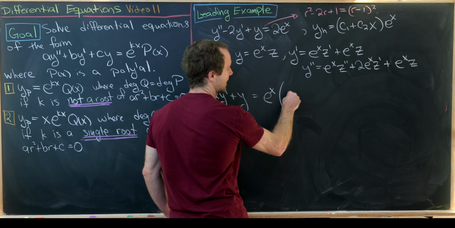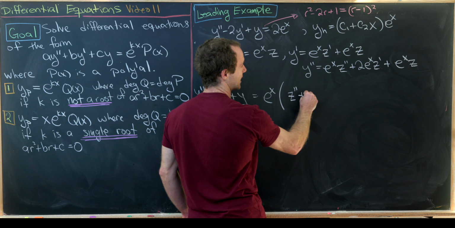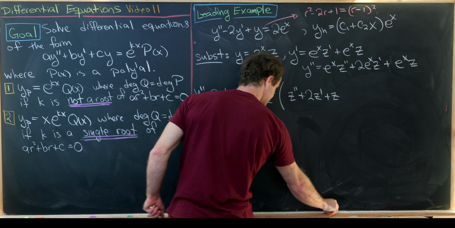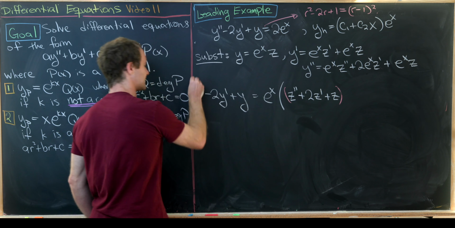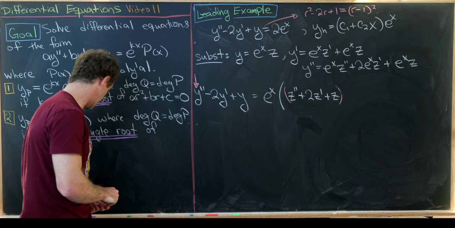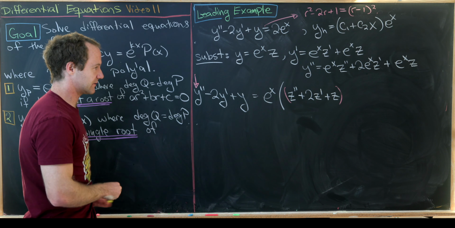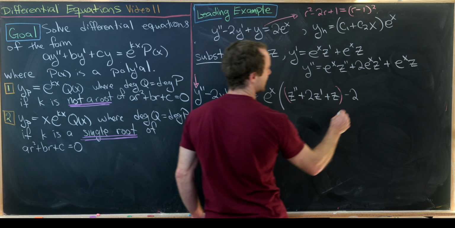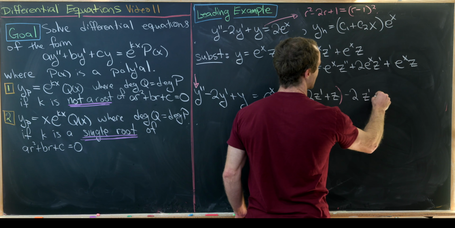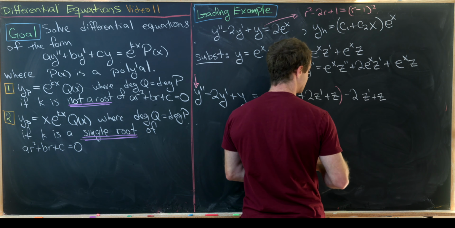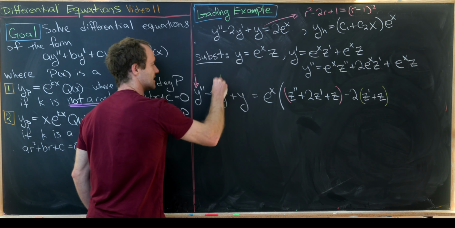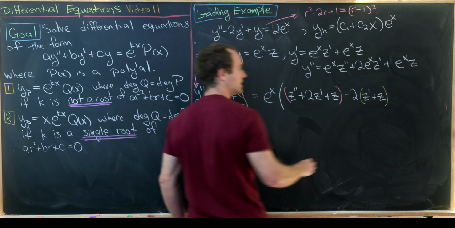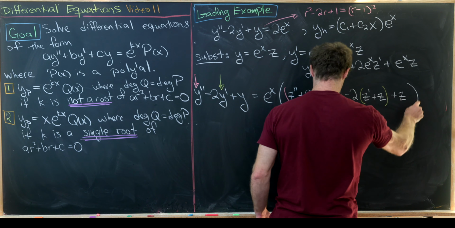Our y double prime is then left at z double prime plus 2z prime plus z. Let's maybe put pink parentheses around that over there and then put an arrow to show that that's coming from that term. And then we'll have minus 2 times y prime, which in this case will be z prime plus z. Let's maybe put yellow parentheses there and put a yellow arrow to see where that's coming from. And then we have plus y, which in this case will be plus z.